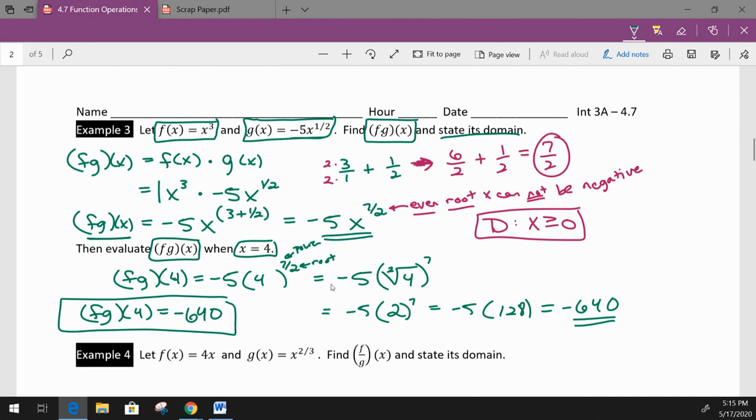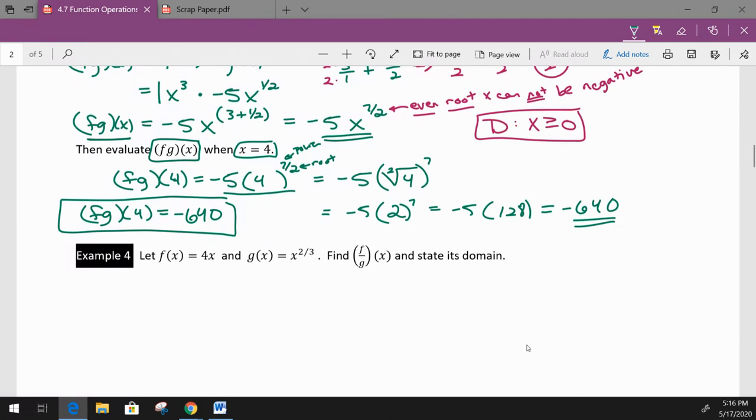We could have actually substituted this expression into your calculator just the way it is, the -5 times 4 to the 7/2 power. But it is a little bit tricky substituting it into the calculator. So try substituting this into the calculator, making your exponent 7/2, and see if you get that -640. If you don't, you can always simplify the square root first and then take it to the 7th power.